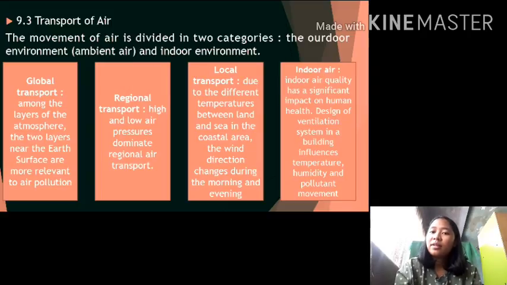Next, local transport. Due to the different temperature between land and sea in the coastal area, the wind direction changes during the morning and evening. Next, indoor air. Indoor air quality has a significant impact on human health. Design of ventilation system in a building influences temperature, humidity, and pollutant movement.